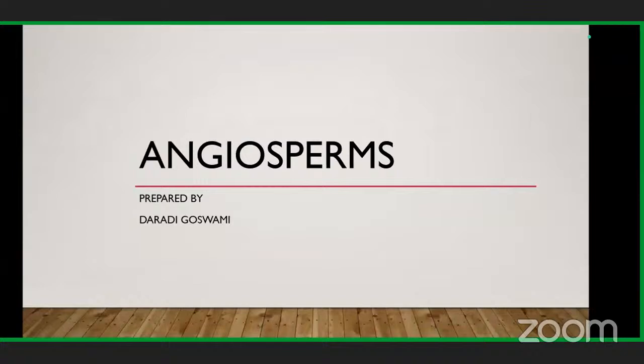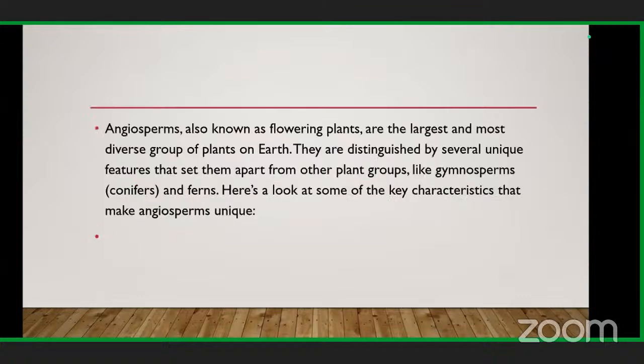Okay, thank you. So today we'll discuss the last division, that is the angiosperms. Earlier, algae, bryophytes, pteridophytes, and gymnosperms were completed. So today we will discuss the last one, the angiosperms. After this, we will study everything about angiosperms only, like sexual reproduction in flowering plants and all. This is a very important topic, the angiosperms, which is the most advanced plant group.